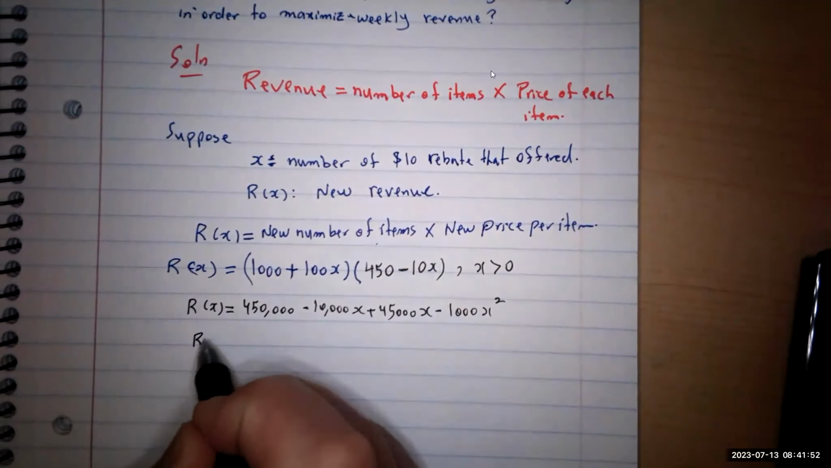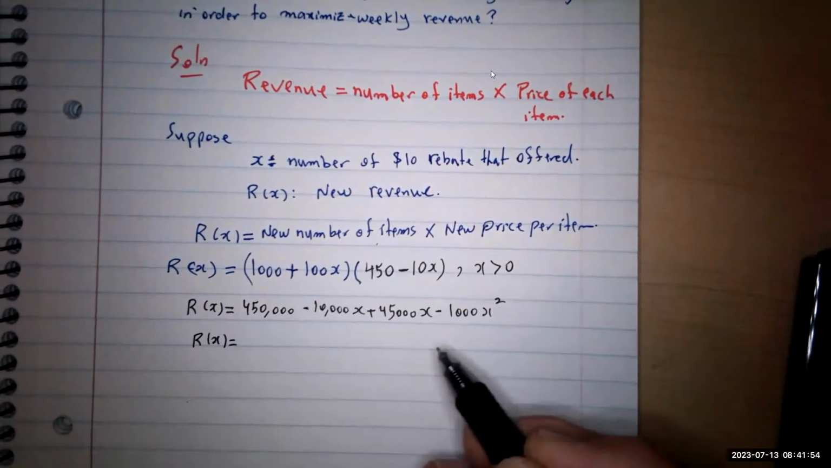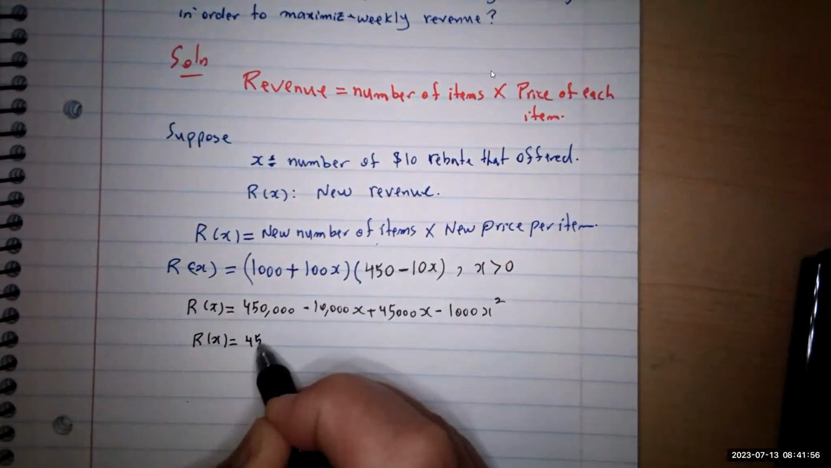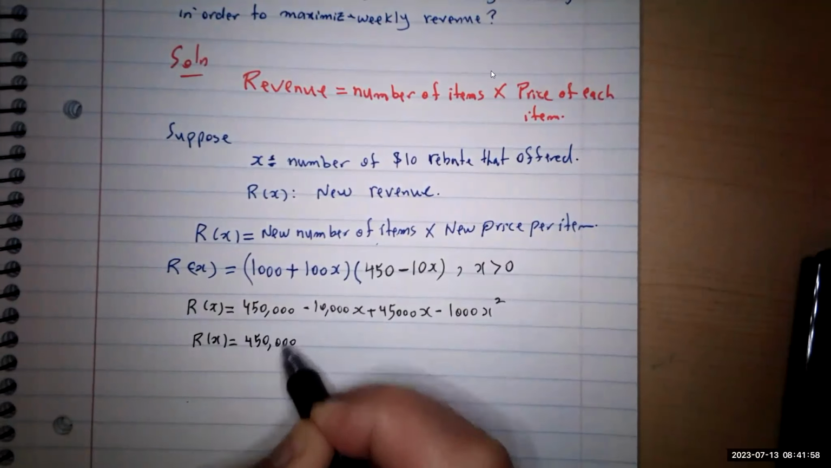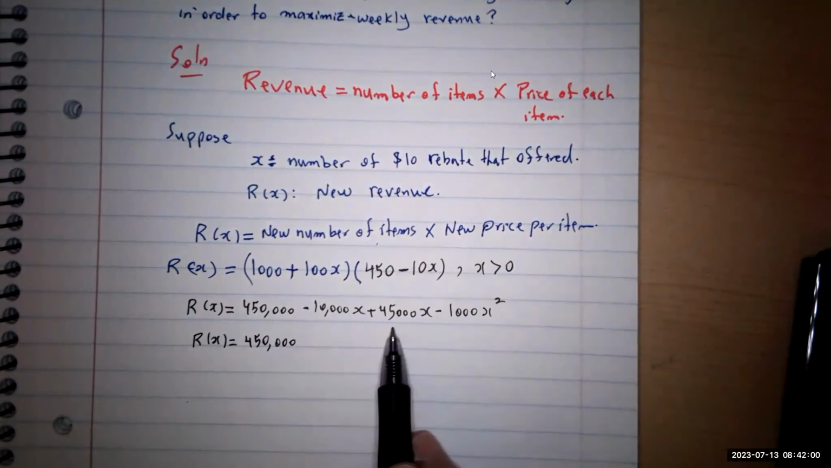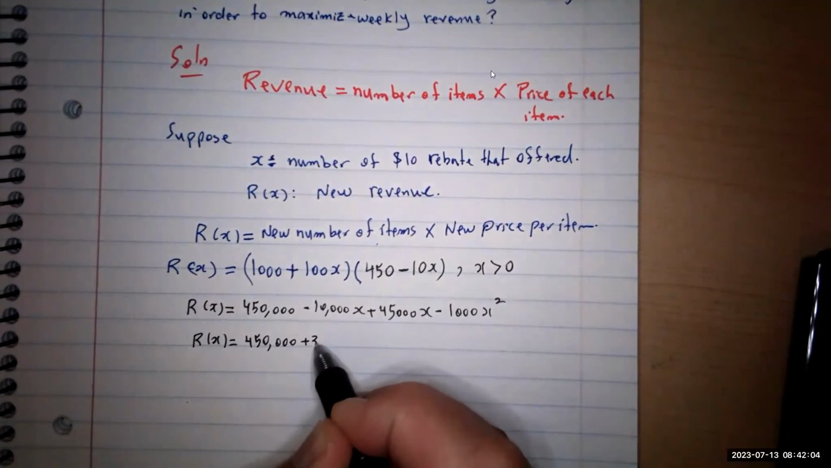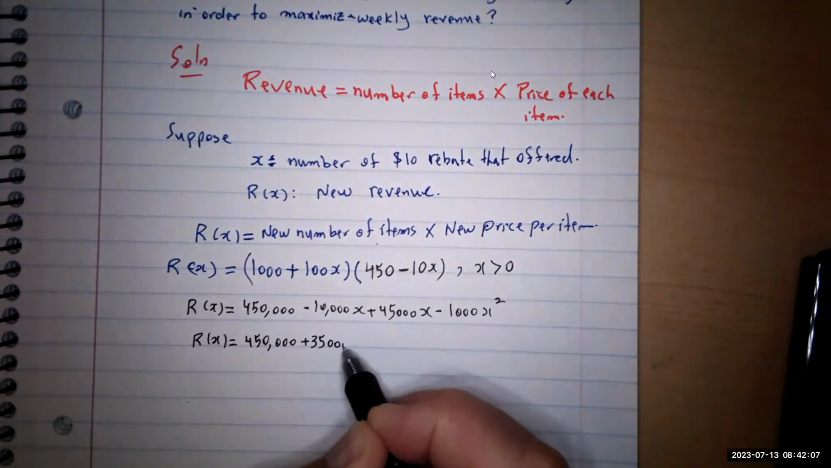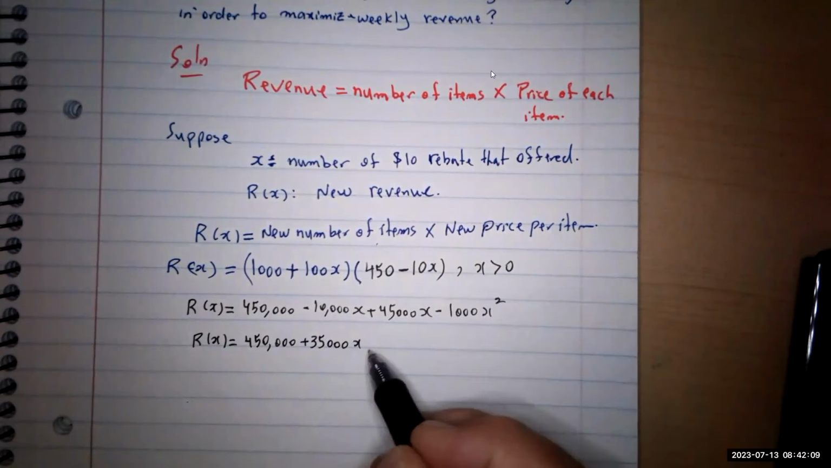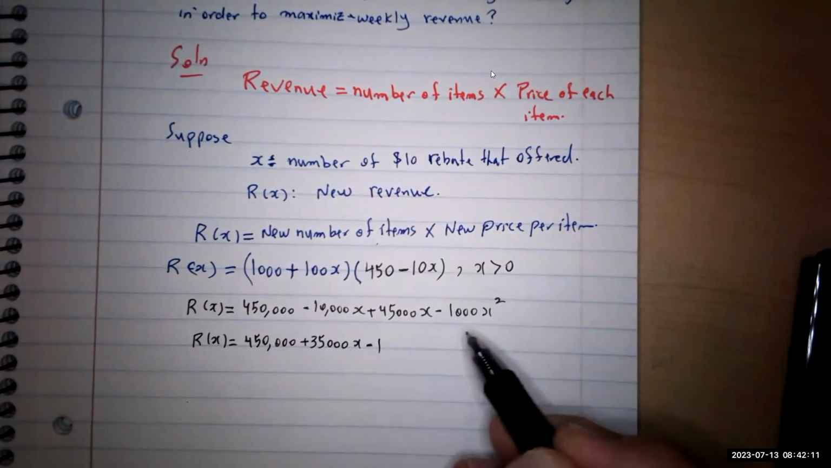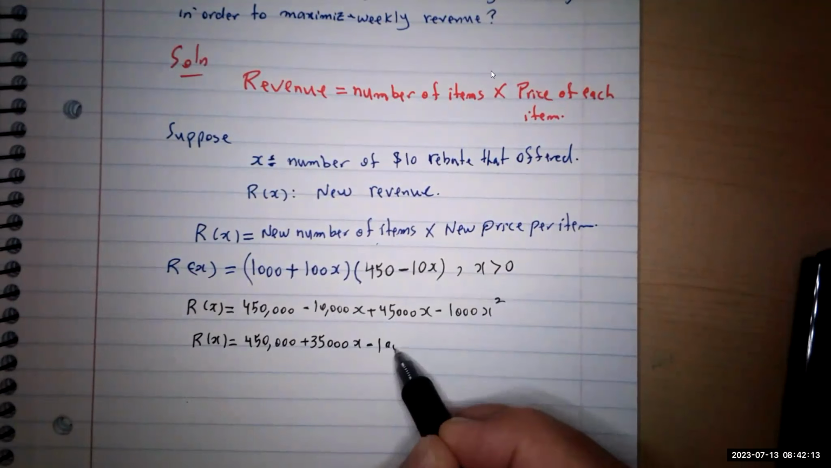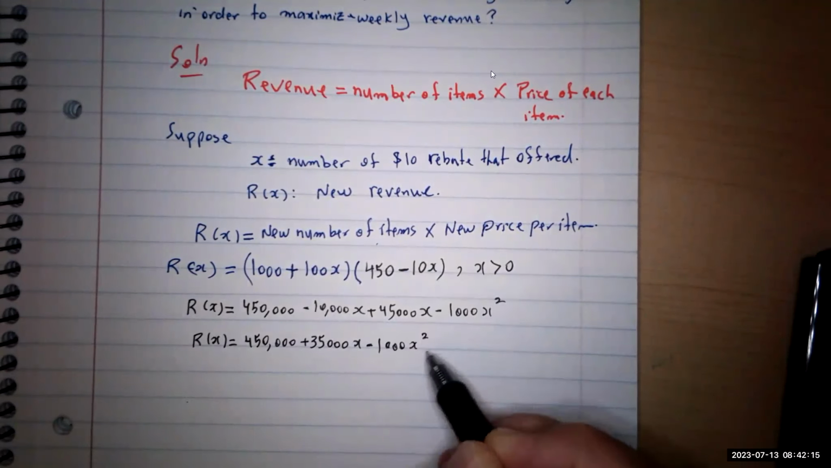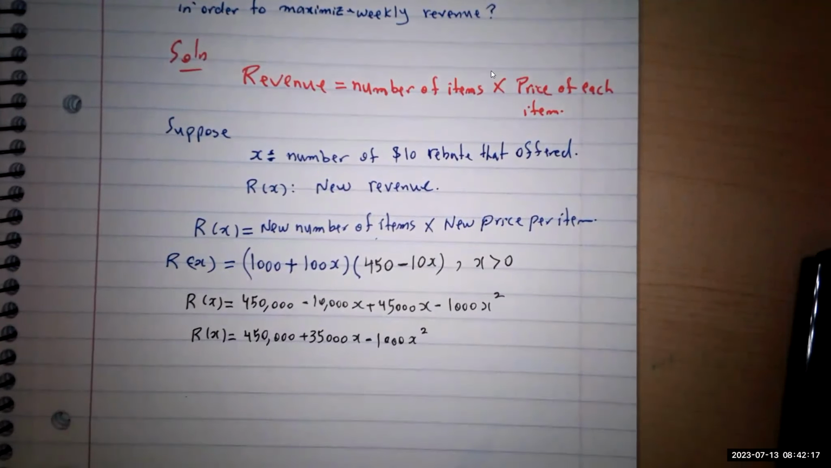So your function R of X is going to be equal to $450,000. Okay, that's 10,045, so that gives you a plus 35,000X, and this would be minus 1,000X squared. This is your function. Okay, you want to maximize it. Now the calculus part. Differentiate it.